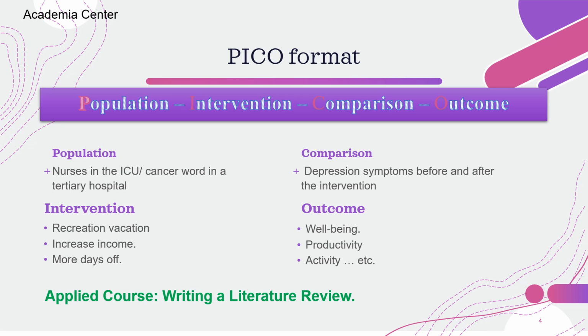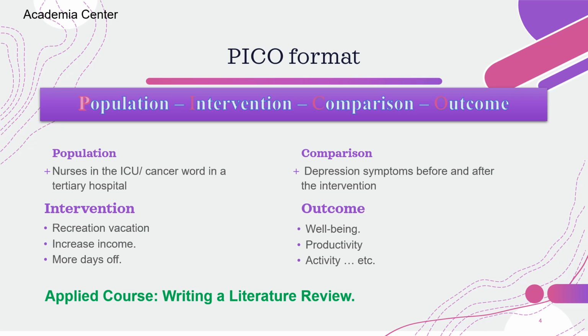The PICO format stands for population, intervention, comparison, and outcome. These 4 items. The population means, for example, nurses in the ICU, cancer ward, in a tertiary hospital. So we specify our population, not nurses or doctors or Egyptians or the Americans. We have to specify the population we are going to examine. We here specified nurses in the ICU or in the cancer wards or in both in a tertiary hospital.